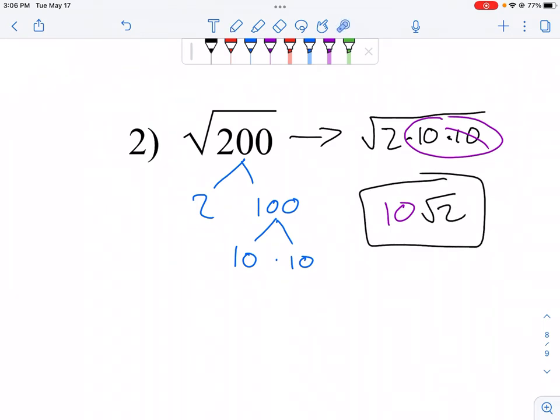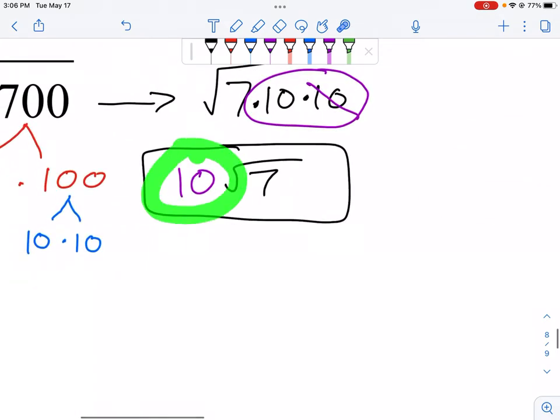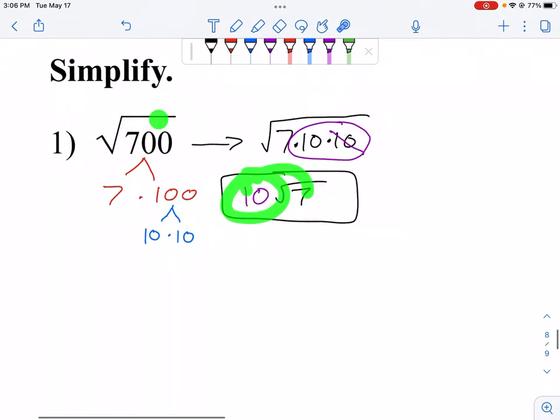We can always double check to see if we did it correctly by squaring our outside number and then multiplying that times our inside. So 10 times 10 is 100, times 2 is 200. That's our original. 10 times 10 is 100, times 7, 700.